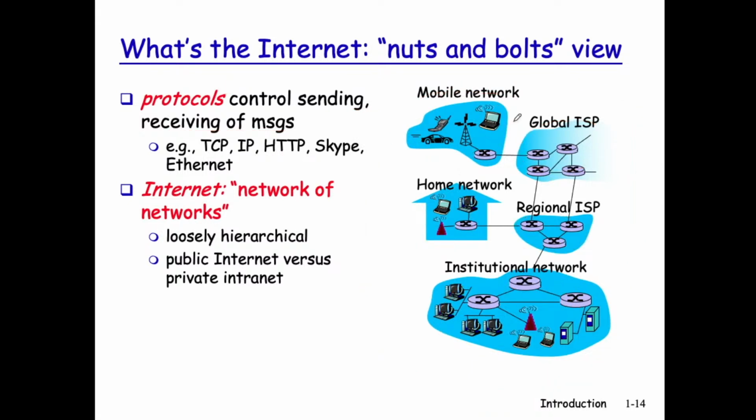If you look a little bit closer, this mobile network is connected to a higher tier ISP, while this home network and institution network are connected to a lower tier, a regional ISP. So it's not necessary that the mobile network is level 2 or level 3. In this case, it's at level 2, at a similar level as the regional ISP, if they share the global ISP. So this is what I meant: it's loosely hierarchical.